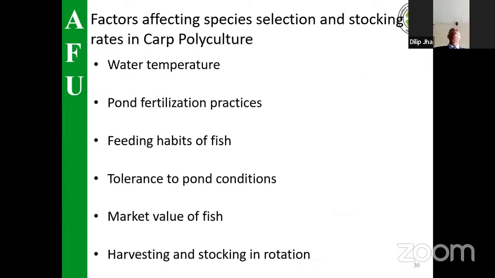Okay, so what are the factors for technology dissemination centers, the agriculture knowledge centers?